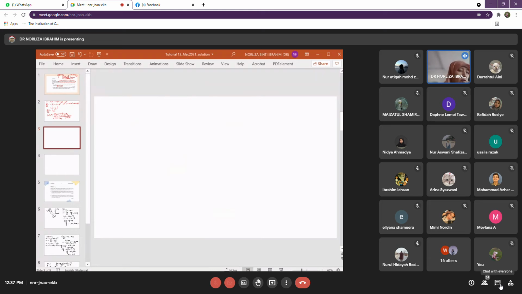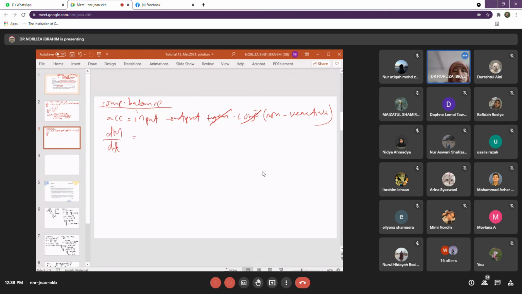So next is on the sodium carbonate. The first one was total mass; this one is on component balance. You have accumulation, input minus output, plus generation minus consumption. Again, this one is neglected because it is non-reactive. So accumulation dm over dt is m dot in minus m dot out.